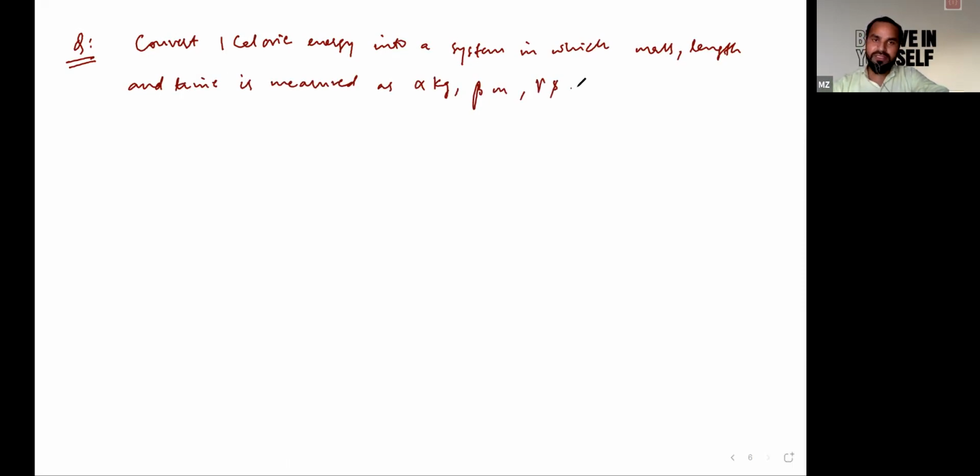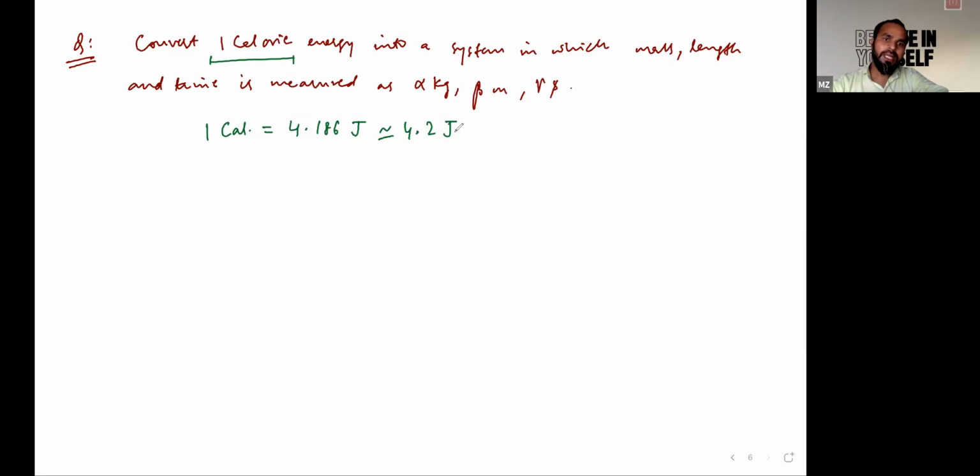In the previous problem, we gave you the numerical part in place of alpha, beta, and gamma. Now they have given you some variable part, that is alpha, beta, and gamma. You have to convert that particular quantity, calorie, in terms of this. First of all, the quantity which is given is calorie. It is not the SI unit, so you have to first convert this quantity into SI unit. 1 calorie is the traditional unit of energy. It is equal to 4.186 joule, or you may write it as 4.2 joule.